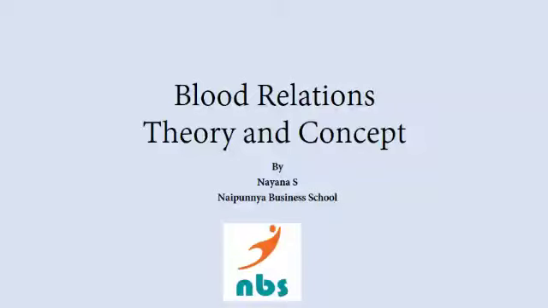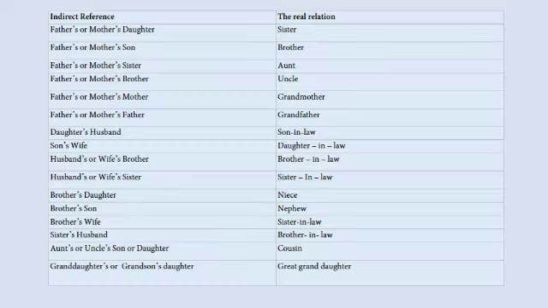So, good morning, everybody. The topic which I'm going to discuss today is blood relations theory and concept. This is often asked in your KMAT aptitude exam. You'll get at least 3 to 4 questions regarding blood relations. We'll first discuss the conceptual theory of how we get into blood relations, then we'll see some examples, and finally, I'll give you some workout exercises also.